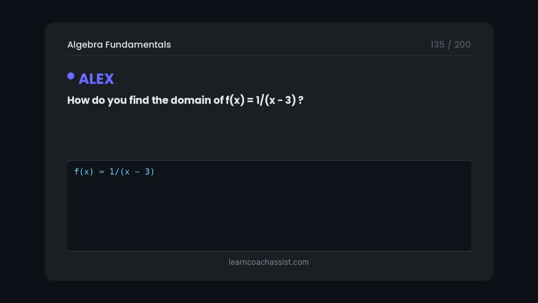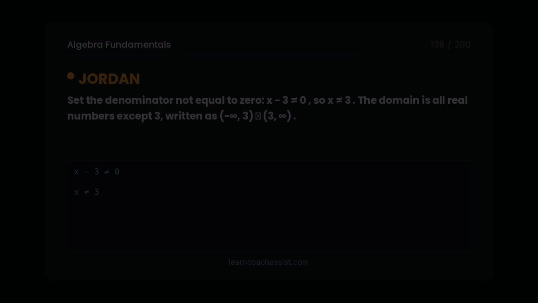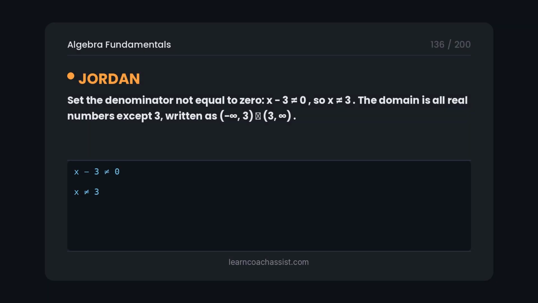How do you find the domain of f(x) equals 1/(x minus 3)? Set the denominator not equal to 0. x minus 3 is not equal to 0, so x is not equal to 3. The domain is all real numbers except 3, written as (negative infinity, 3) union (3, infinity).